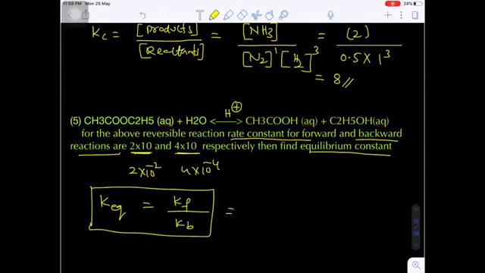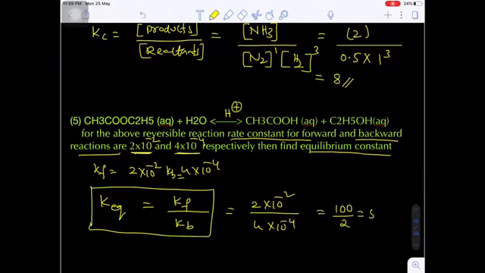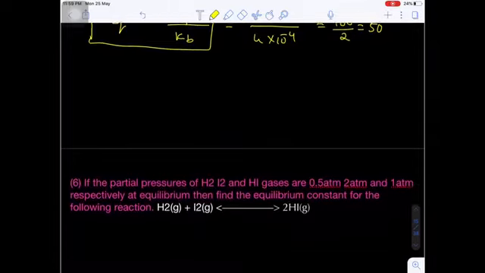Yes or no? What is the forward reaction rate constant here? Kf. Here actually this is minus 2, here minus 4. This will be the Kb. Okay. So 2 into 10 raised to minus 2 whole divided by 4 into 10 raised to minus 4. So this will be 100 by 2. That will be 50. Equilibrium constant is 50.